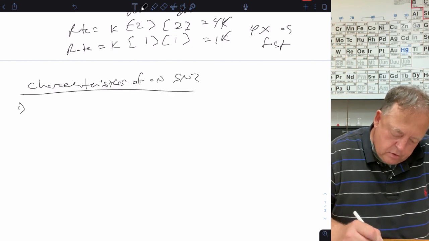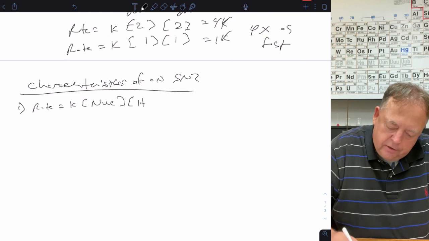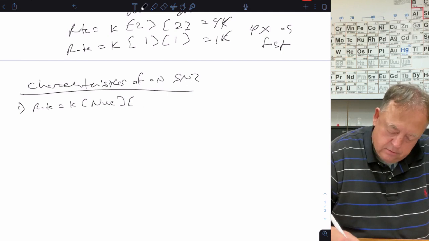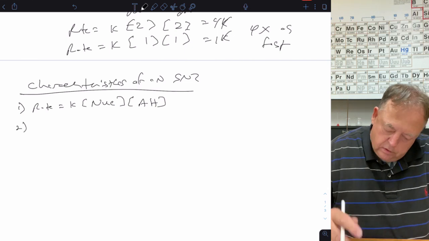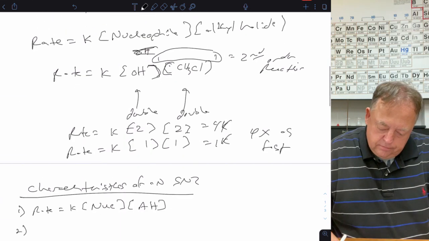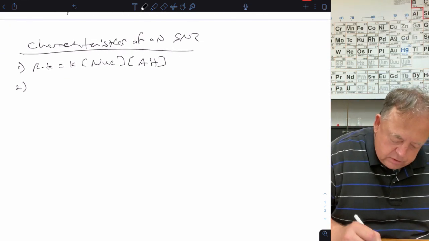So 1, the rate of an SN2 is equal to some constant K times the concentration of the nucleophile times the concentration of the alkyl halide. Okay, so let's see. So leaving groups.